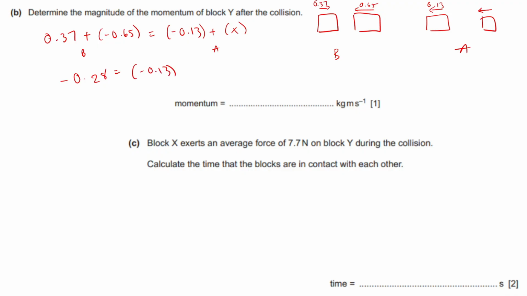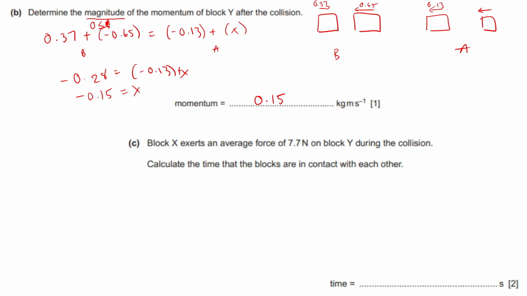So we can solve this, and then we get that X is equal to 0.15 or negative 0.145, but they're looking for the magnitude of the momentum. So in this case, our answer is going to be positive, which means greater than or equal to 0.